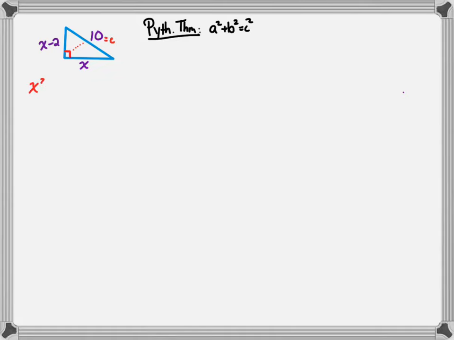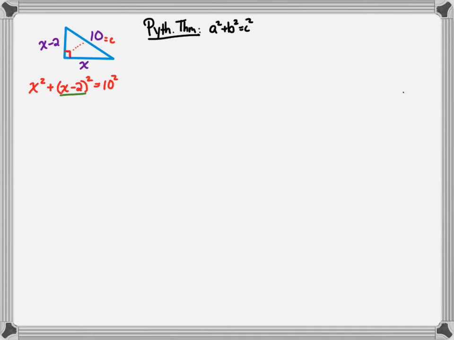So we do x squared plus (x minus 2) squared equals c squared, which is 10 squared. Now, notice that I put x minus 2 in parentheses, because you're not just squaring the 2, you're squaring the whole side. So make sure you put x minus 2 in parentheses squared. Now, we can do x squared, we can do 10 squared. That's not the problem. Our problem lies in (x minus 2) squared.